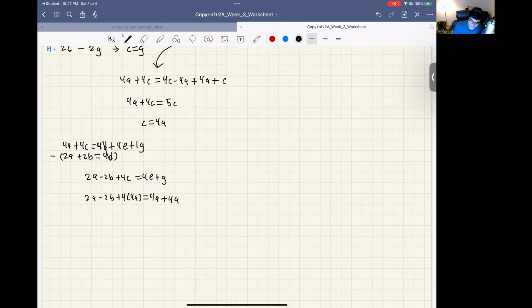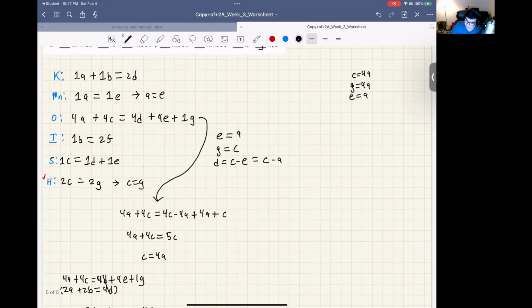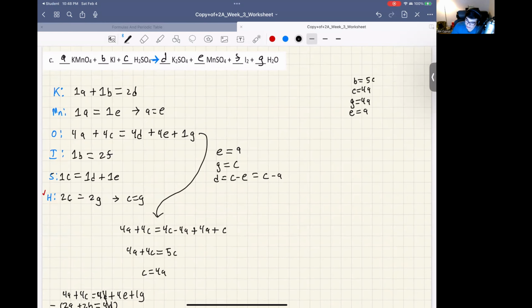So we're going to add our like terms here. On this whole side, it's going to be 18A minus 2B is equal to 8A. Subtract 8A from both sides and add 2B to both sides. So we get 2B is equal to 10A, or B is equal to 5A. So I have another relationship here: B is equal to 5A.